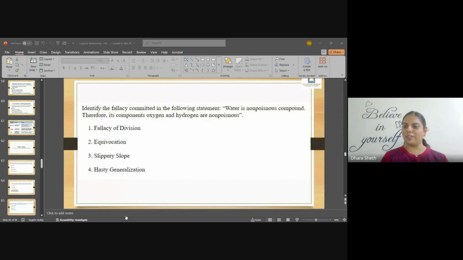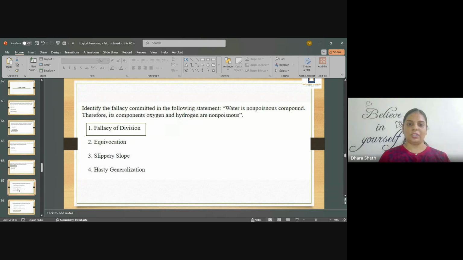So this is the opposite of the previous one. From the whole, it is said that if the whole thing is non-poisonous, then its parts must also be non-poisonous. The fallacy of division. However, we know that oxygen in its pure form will burn us if it goes into the lungs. Nitrogen is very important for us to stay alive when we are breathing in oxygen, and hydrogen, we know bombs are made from it. So, a huge source of energy.